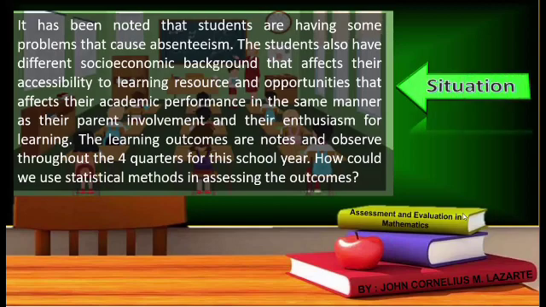It has been noted that the students are having some problems that cause absenteeism. Students also have different socioeconomic backgrounds that affect their accessibility to learning resources and opportunities, which affects their academic performance, in the same manner as parent involvement and enthusiasm for learning. The learning outcomes are noted and observed through the 4 quarters of the school year. How could we use statistical methods in assessing the outcomes?